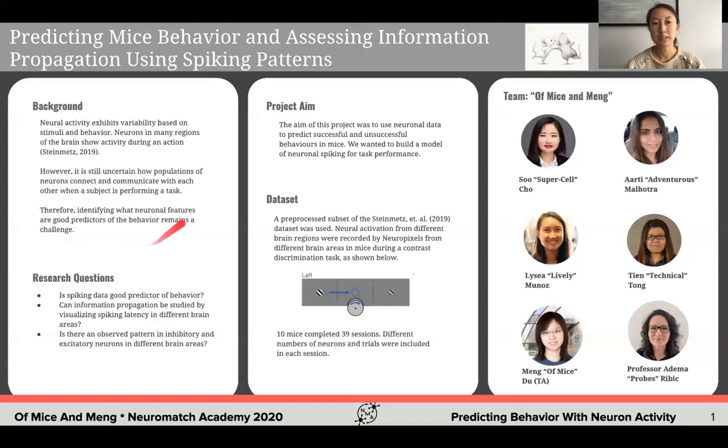The aim of this project was to identify which neuronal features might be good predictors of successful and unsuccessful behaviors in mice. We chose to use the Steinmetz dataset to address our research questions. It contained recordings from different brain regions in mice carrying out a contrast discrimination task.